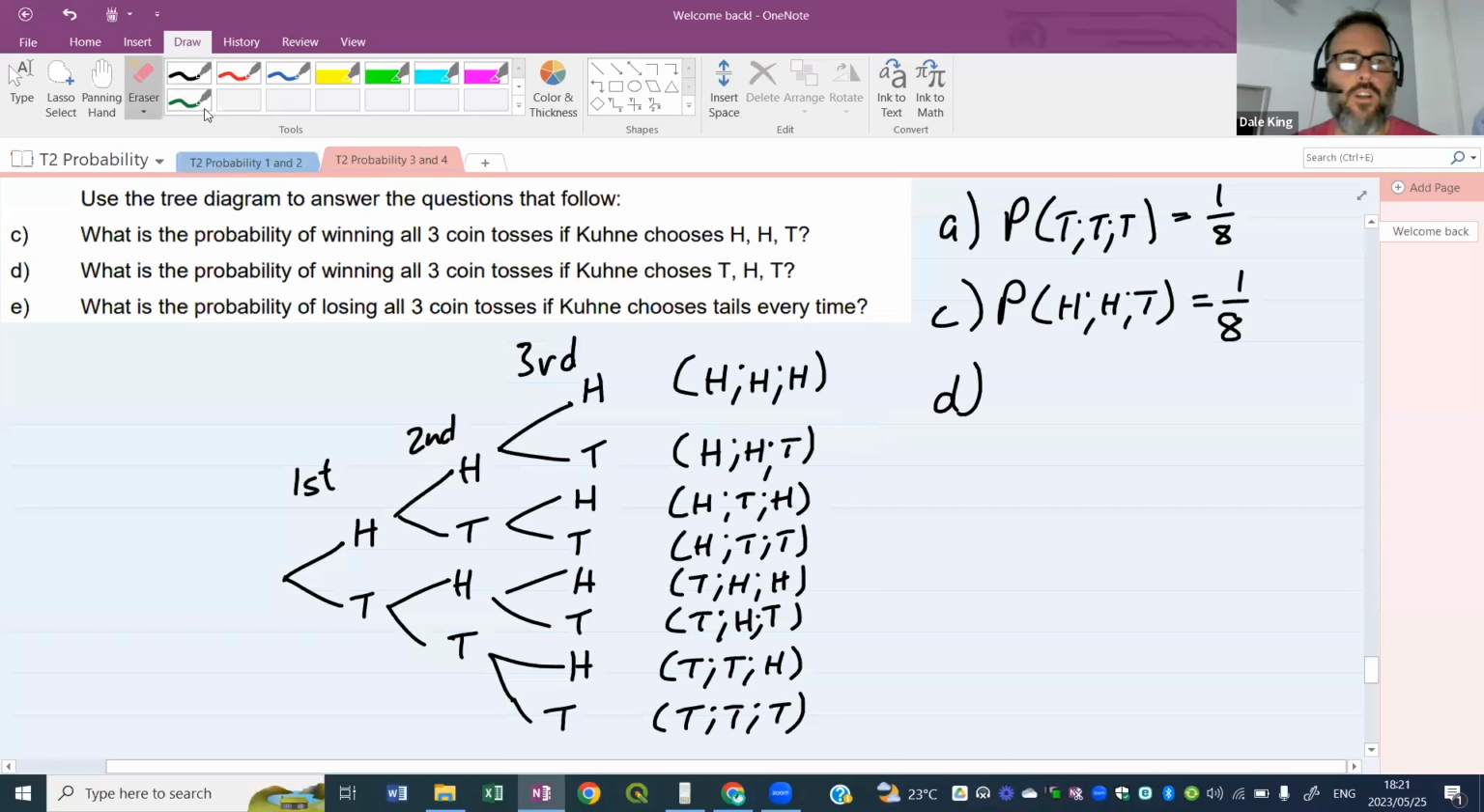All right, very good. Now question D says, what is the probability of winning all 3 coin tosses if Kuna chooses THT? All right, so let's pretend that is consecutive.